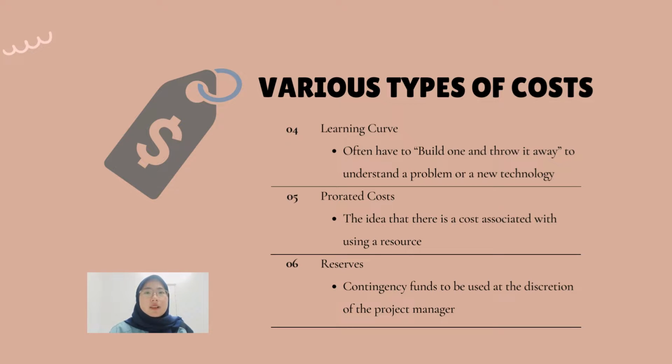Next, prorated cost is a bill or invoice that is calculated based on the cost per day, or the proportion of the monthly service used. The idea is that there is a cost associated with using a resource. Then the sixth one, reserve, where contingency funds are to be used at the discretion of the project manager.